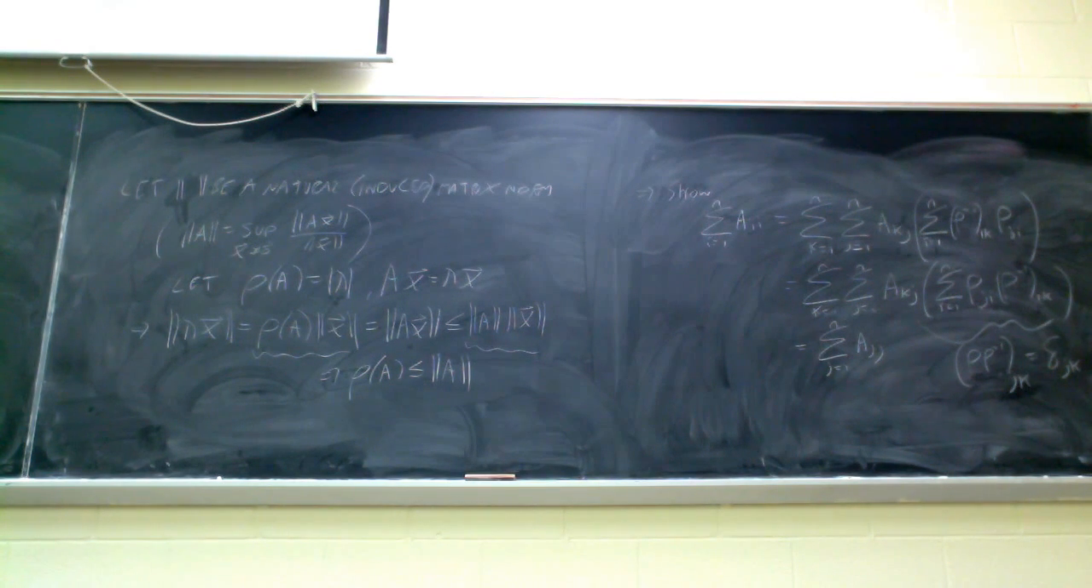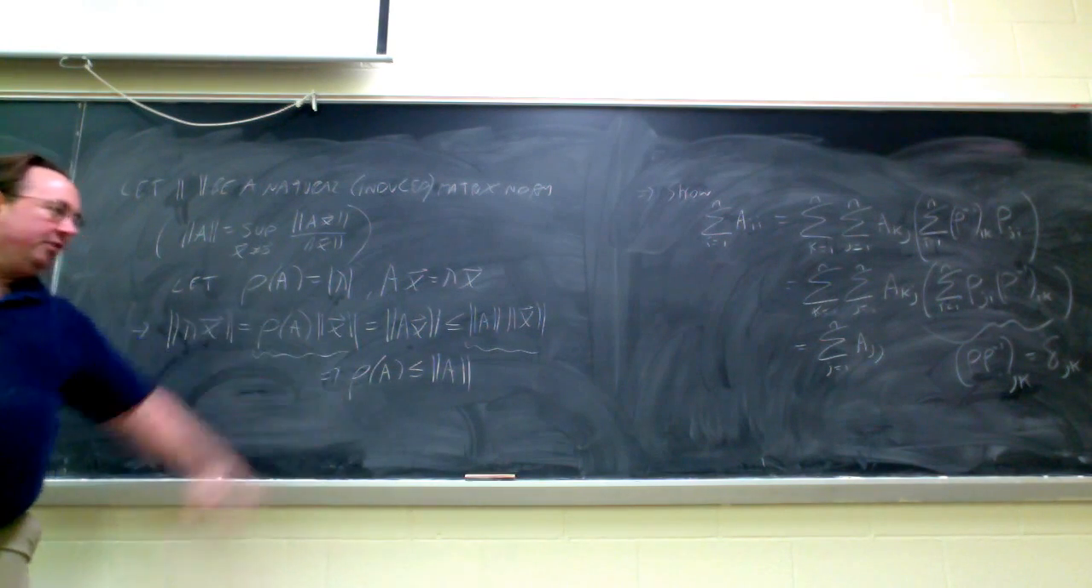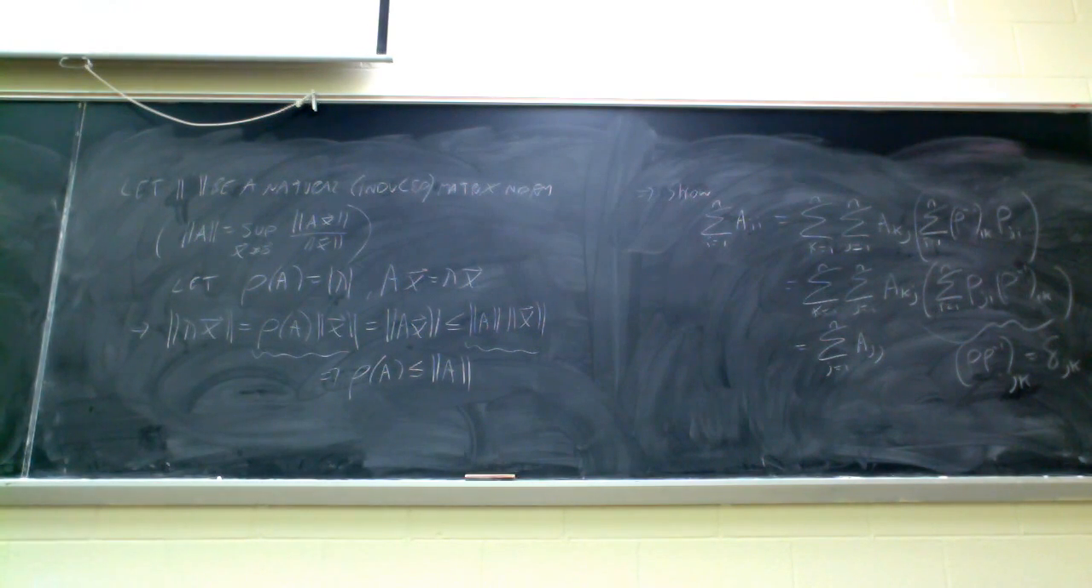Now, I should mention, I said the Frobenius norm is not part of this because it's not induced. But the Frobenius norm of A is always greater than or equal to the 2 norm, and the 2 norm is part of this. So the spectral radius is less than or equal to the Frobenius norm also. Okay. So that's the relationship between spectral radius and norms.